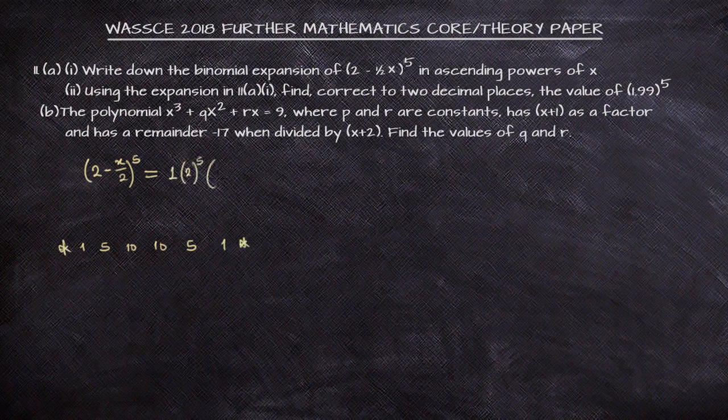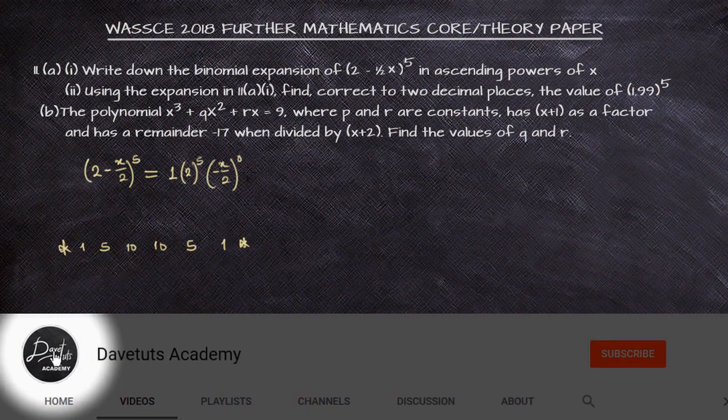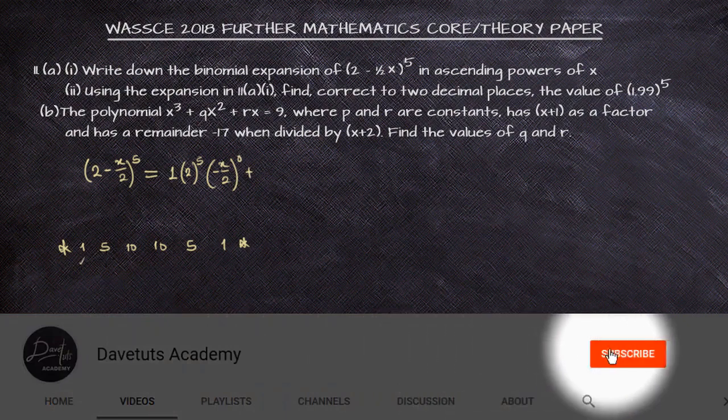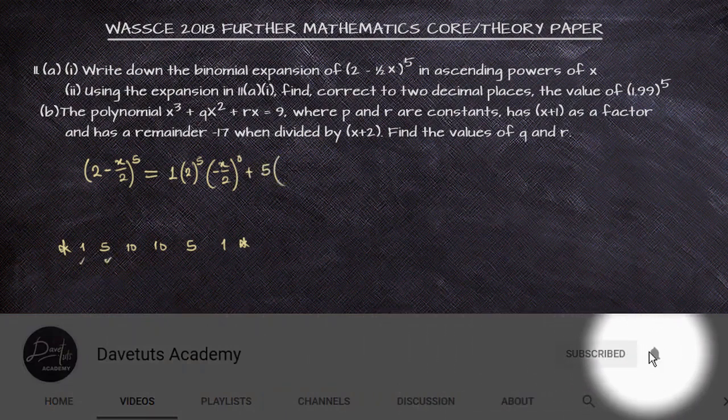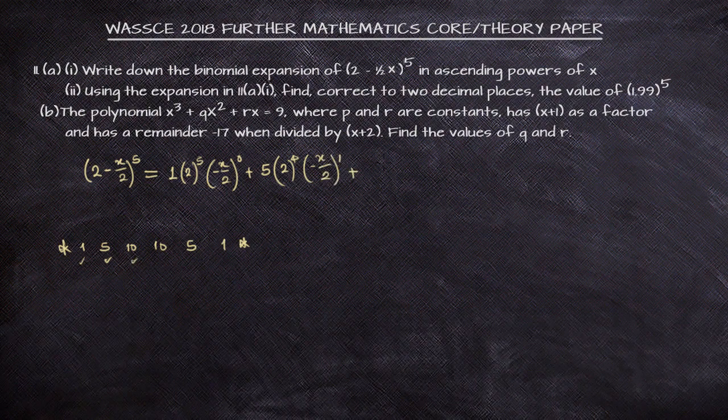So here we have 1 multiplied by 2 raised to power 5 multiplied by minus x over 2 raised to power 0, plus, now the next coefficient is 5, so I have 5, 2 raised to power 4, reducing the power now, minus x over 2 raised to power 1, increasing the power of that second entry, plus the next coefficient is 10 multiplied by 2 raised to power 3 times minus x over 2 raised to power 2, plus 10 multiplied by 2 raised to power 2 multiplied by minus x over 2 raised to power 3. You can notice the increasing powers of minus x over 2 and the reducing powers of 2.